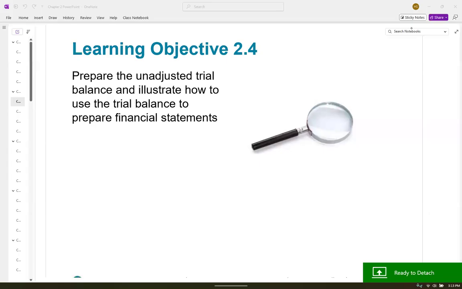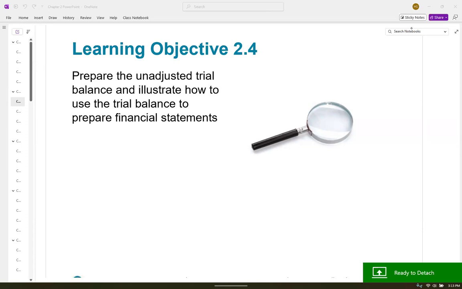All right, so learning objective 4 and 5, I'm going to put them together because they're both too small to actually put in a single video. Okay, so objective 4, we're going to do this unadjusted trial balance. Remember the 4 steps I told you?